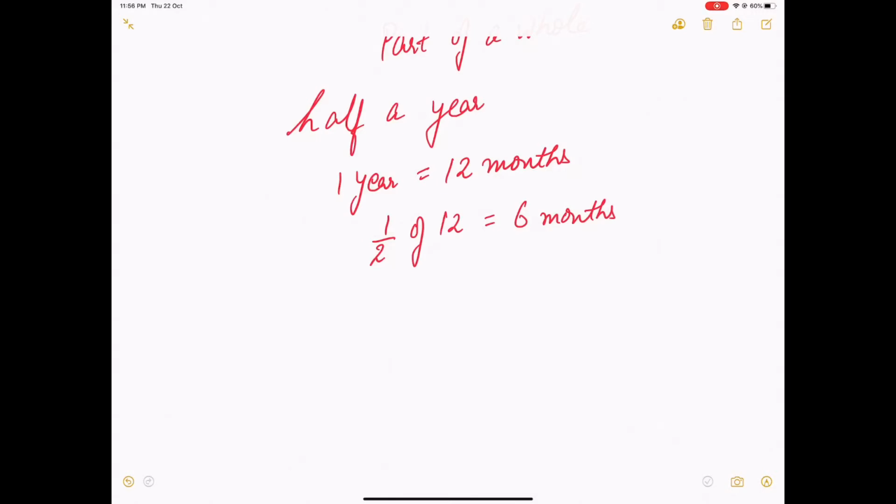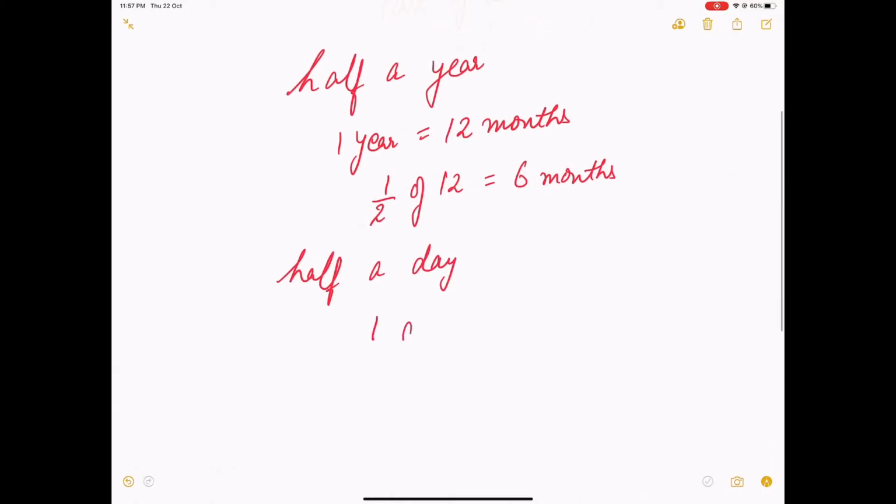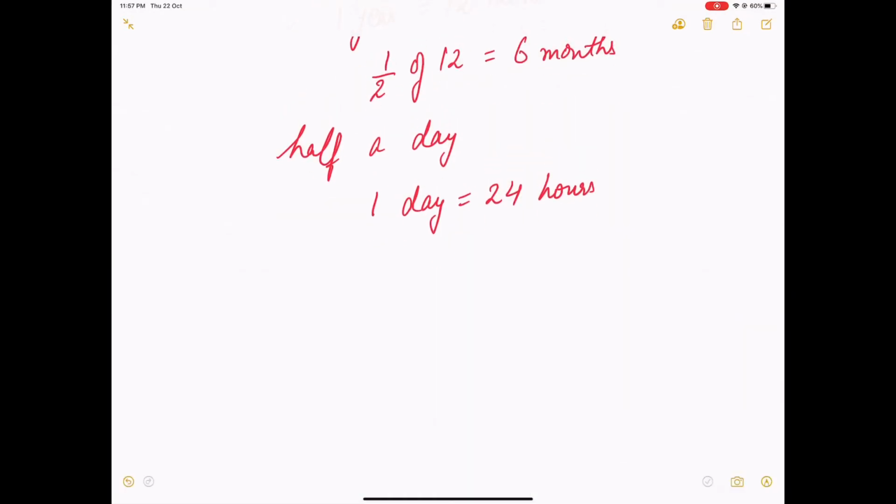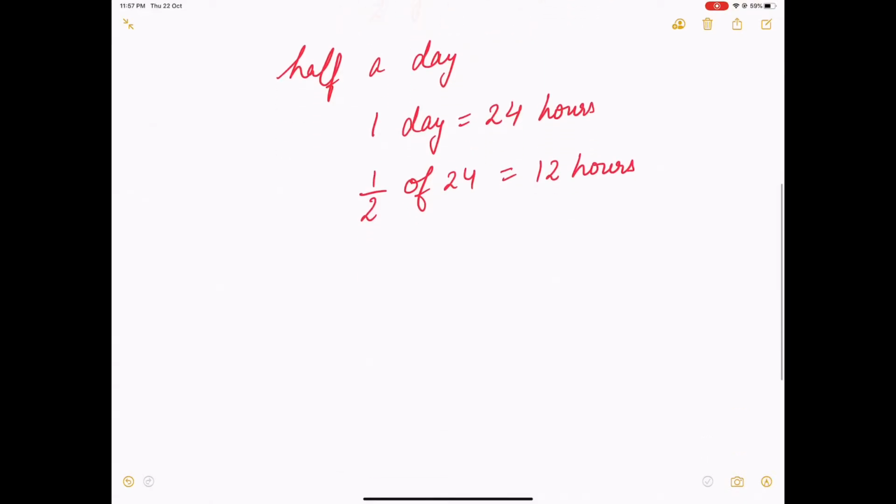We sleep for 8 hours or 10 hours, and people do say that babies sleep for almost half a day. So when I say half a day, I am talking about 1 day. 1 day has 24 hours. So how do we calculate half a day? That means 1 by 2 of 24. That means 24 divided by 2. That's 12 hours.